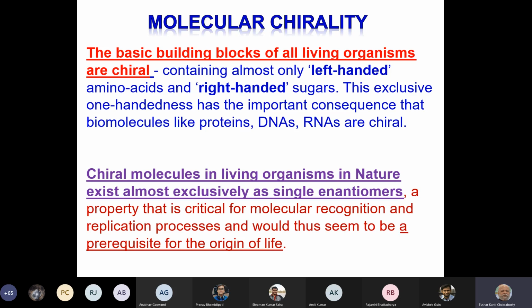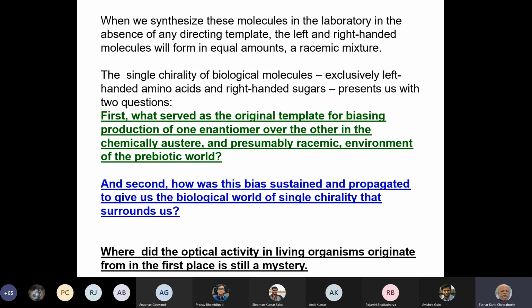And this recognition of chirality, molecular recognition, and many other things is basically the prerequisite for the origin of life. When we synthesize molecules in the lab, in the absence of any directing template, that means you just mix 2 reagents and some reaction takes place and generates one chiral center, if you have no chiral template, we get a racemic mixture. That means you get both enantiomers in equal amounts. But in biological molecules, all these things are made as a single enantiomer. Even some of the amino acids, for example, are prepared in our body, and they are also made in the chirally pure form.